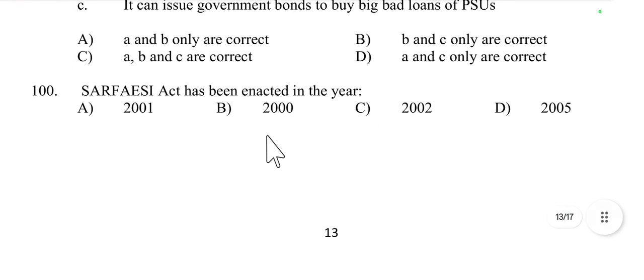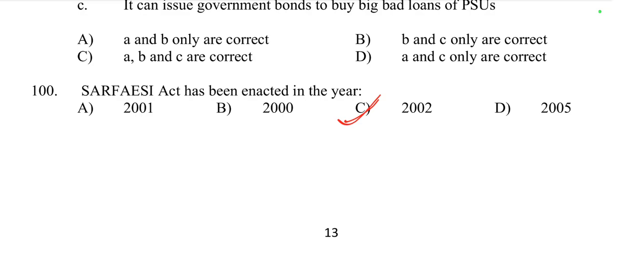Then question 100. SARFAESI Act has been enacted in the year? So in which year was the SARFAESI Act enacted? 2001, 2000, 2002, 2005. So it was enacted in the year 2002.